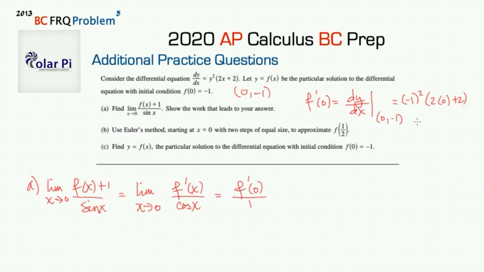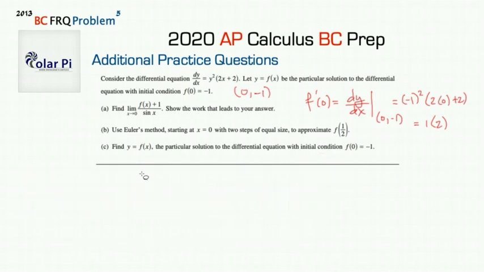And -1 squared is 1, last time I checked. And this inside is going to turn out to be 2. So we see that we're going to get 2 over 1, or simply 2. Cool. So part A is done.